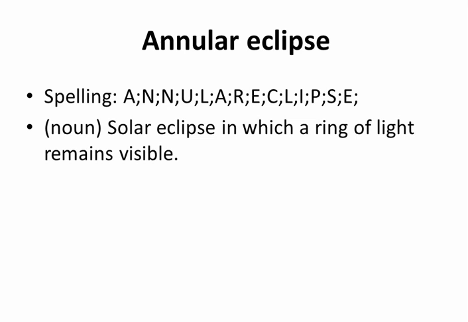Annular eclipse. Spelling: A N N U L A R E C L I P S E. Noun: solar eclipse in which a ring of light remains visible.